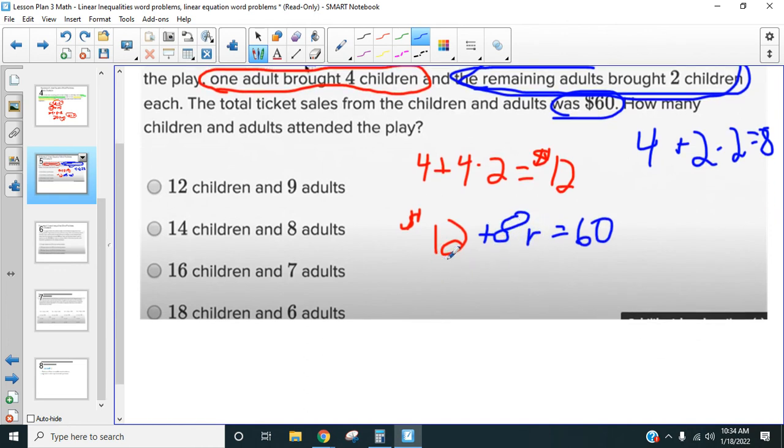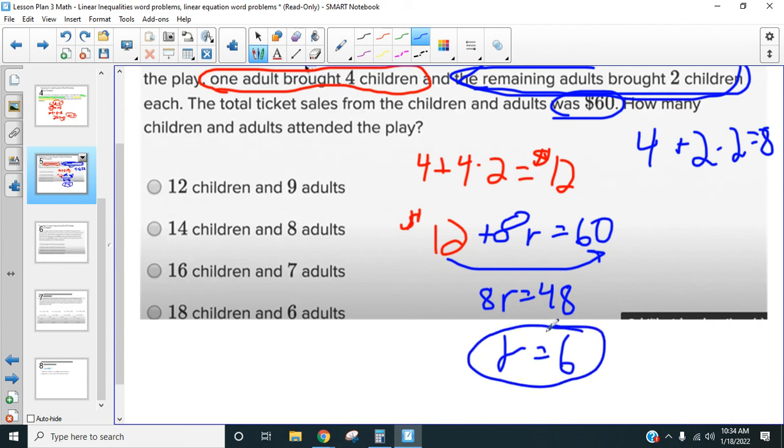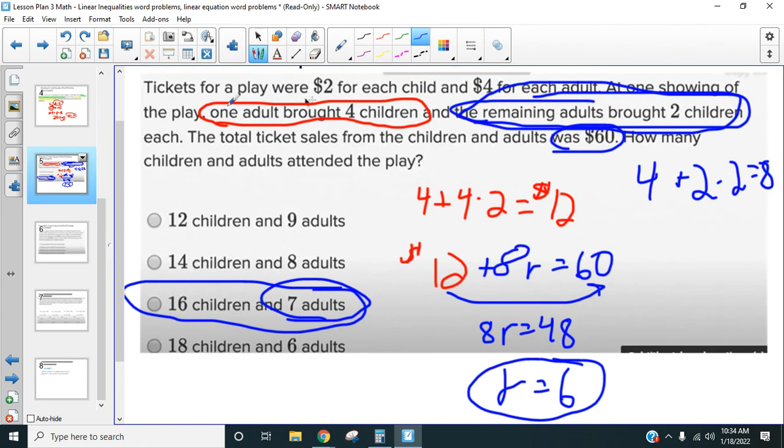So if that's true, now we can solve. Now watch. This is R for remaining adults. All right, so 8R is equal to 48, which means R is 6. That means there's 6 more adults. But the question is, how many total children and adults? 7 adults, right? Because there are 6 remaining, but there was also this one up here. So it's kind of tricky. All right, next one.